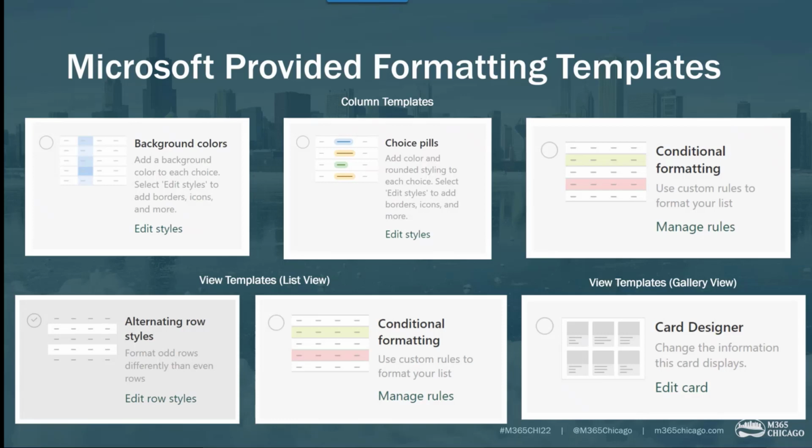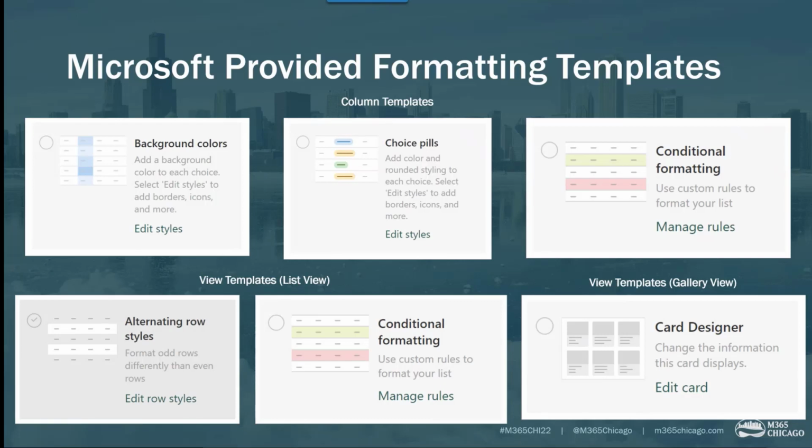Or I can do those choice pills that I showed you earlier. Or I can do conditional formatting. So if the answer is yes, then I want the whole row formatted to be red. Okay, so that's kind of on the column side that Microsoft gives you out of the box. On the view side, what they give you is an alternating row style. So if you just want it to look nice, we all do that in our tables. It really makes it a lot easier to read. We've got the same conditional formatting.